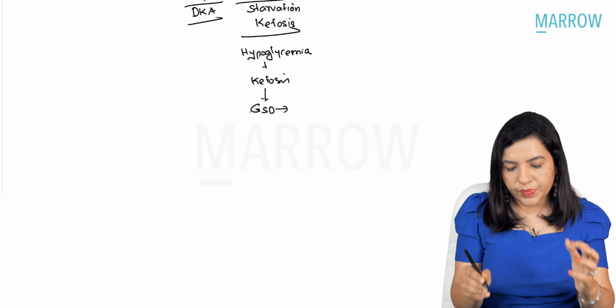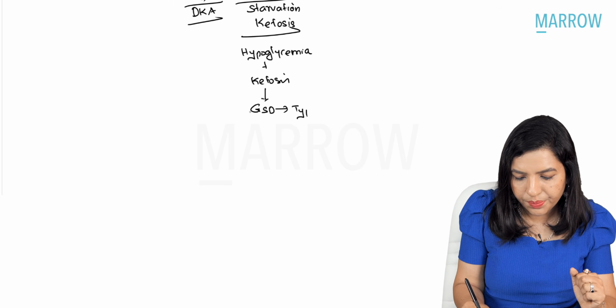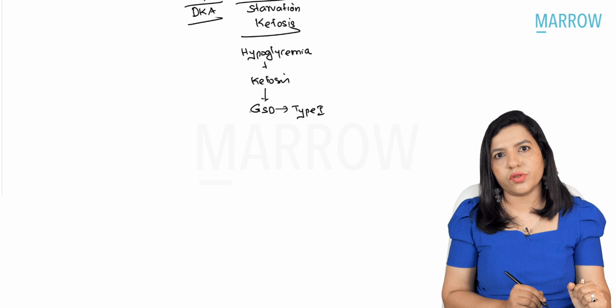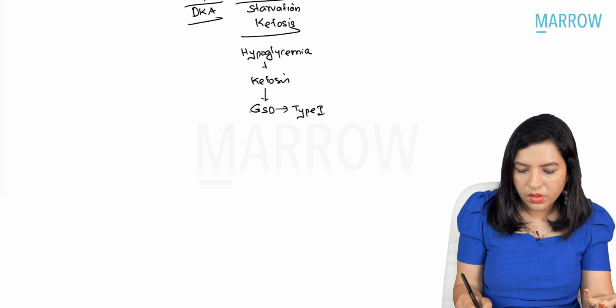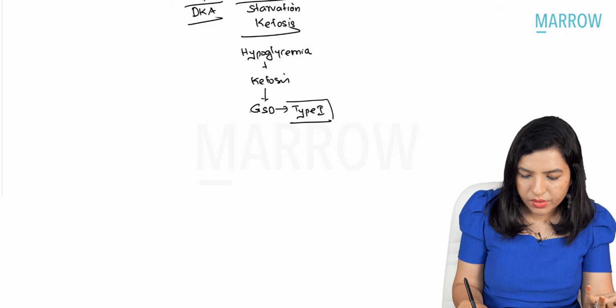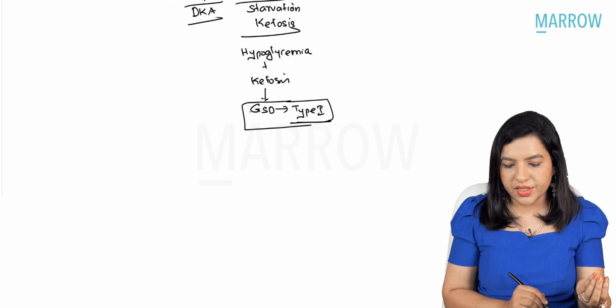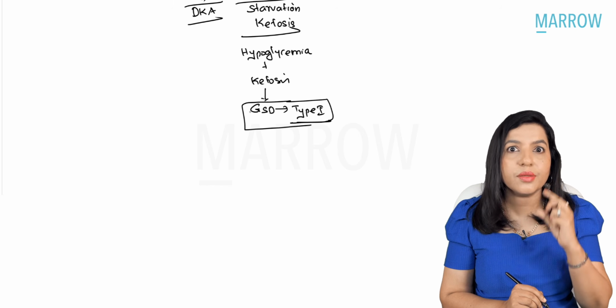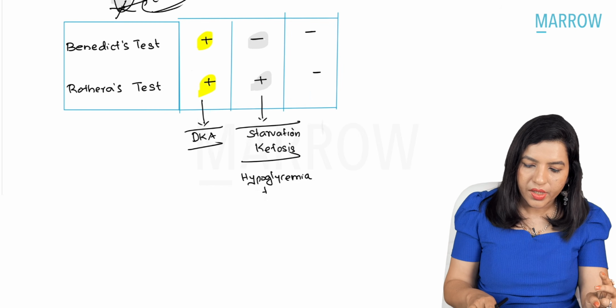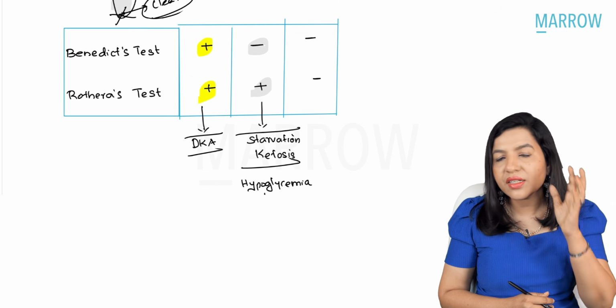Specifically it is type 1 glycogen storage disorder. It can be type 6 also. So it is type 1 because that's the most common glycogen storage disorder. That's what I'm writing here: Von Gierke's disease. So hypoglycemia is there, but with ketosis. Okay. Now the third scenario is Benedict's test is negative.